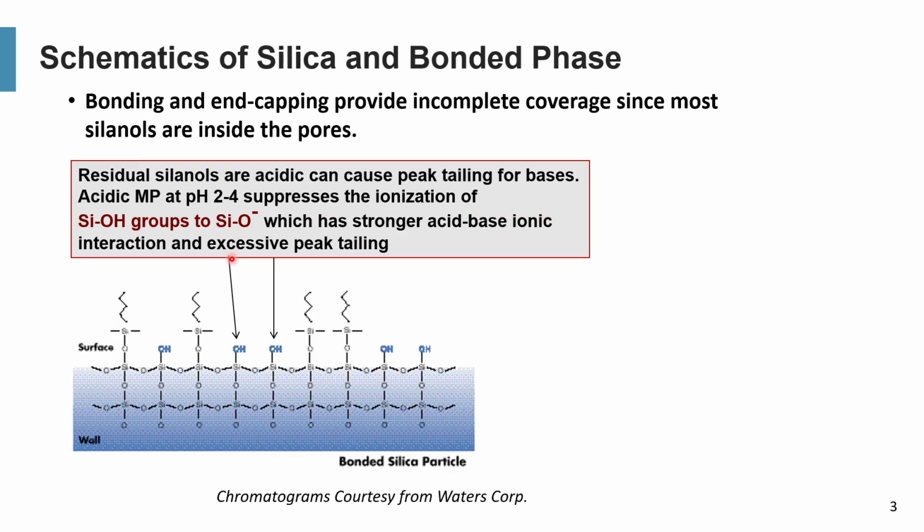The reason why acidic mobile phase at pH 2 to 4 is desirable is that above 4, the SiOH group can actually be ionized into SiO-, which becomes ionic and has much stronger acid-base ionic interaction, causing excessive peak tailing for basic drugs.